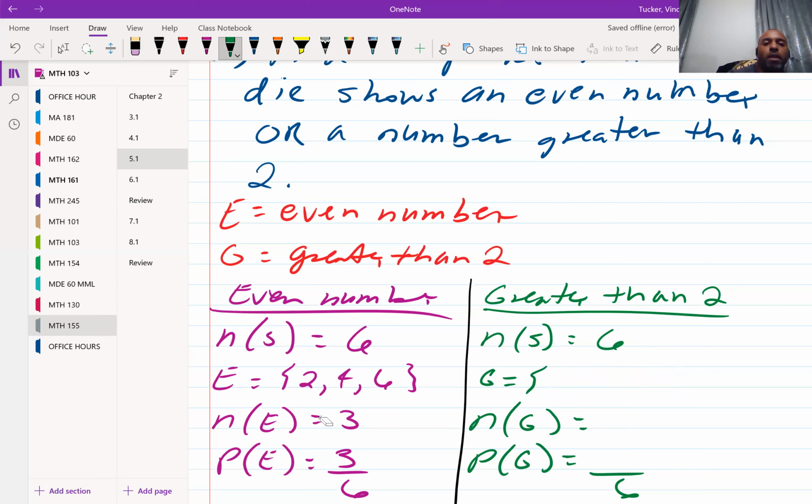All right. Next one, rolling a number greater than 2. So that's going to be 3, 4, 5, 6. So it's 4 possible outcomes here. So that's going to be 4/6.